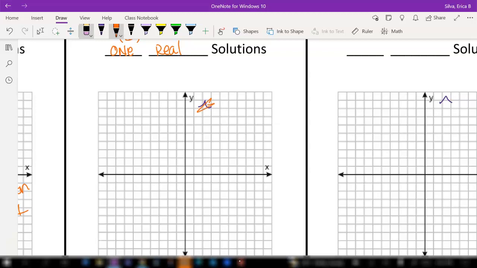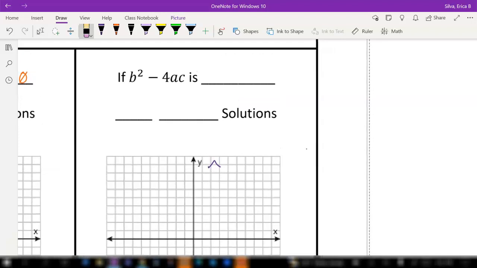So on the graph, it'll look something like this, where it only intersects at one point on the x-axis. So this is my one solution. And the graph could be facing up or down.